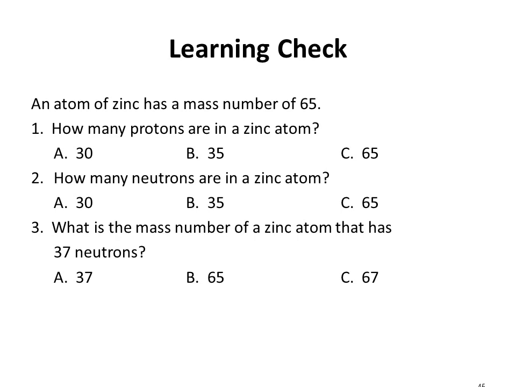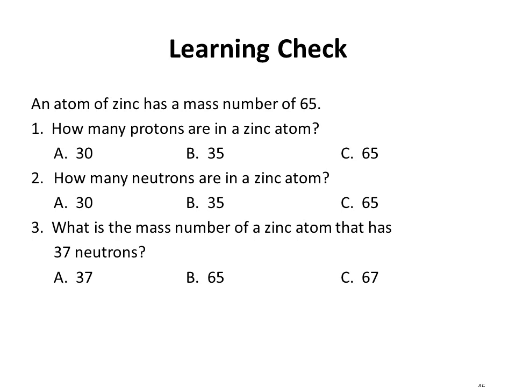So in this learning check, it says that an atom of zinc has a mass number of 65. So how many protons are in a zinc atom? So if we need to look at the number of protons, we don't even need to look at the mass number. For zinc, all we need to look at is where it is in the periodic table. So if you look at the periodic table, it's in group 12 and period 4. We find it with Zn, and it has the number 30, so it's an atomic number of 30. Atomic number is the number of protons, and so here we have choice A, 30 protons.